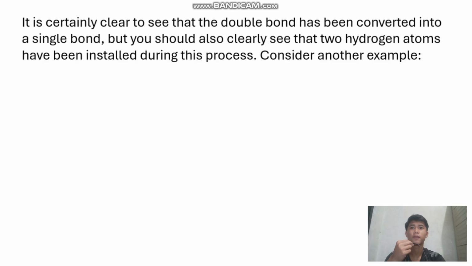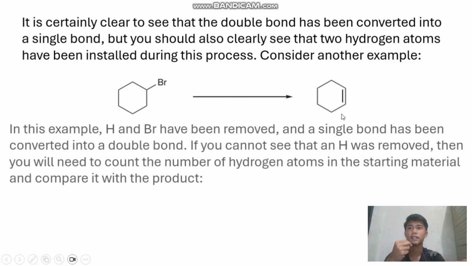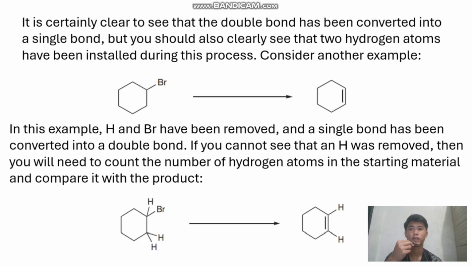Consider another example. So we have here a compound with bromine transitioning into a double bond. In this example, hydrogen and bromine have been removed and a single bond has been converted into a double bond. If you cannot see that an H was removed, then you will need to count the number of hydrogen atoms in the starting material and compare it with the product. So here, transitioning into this.